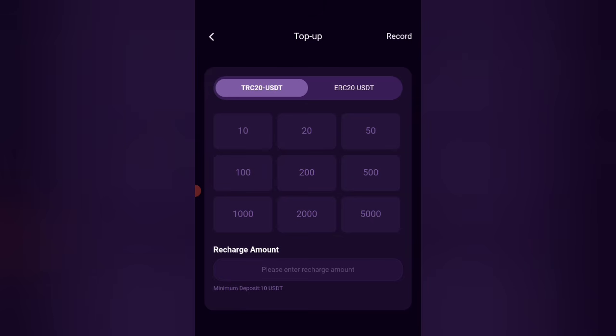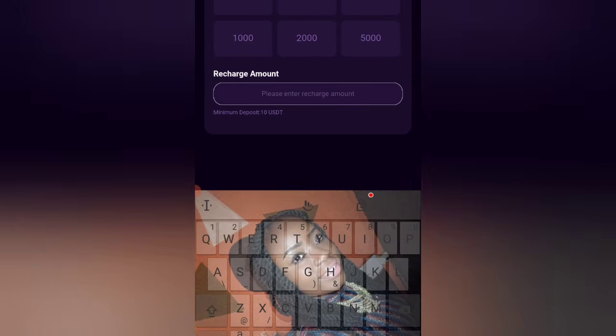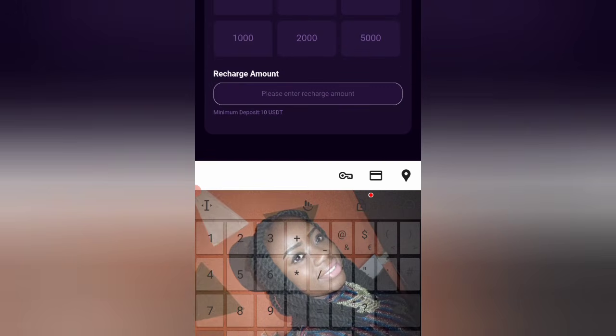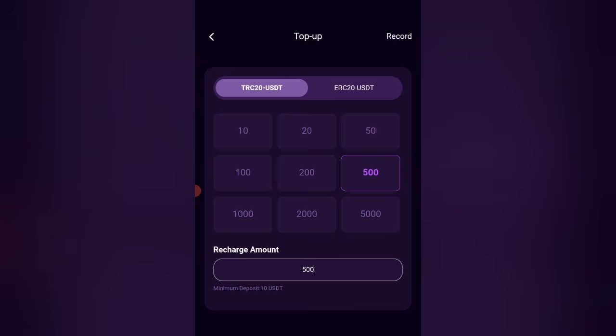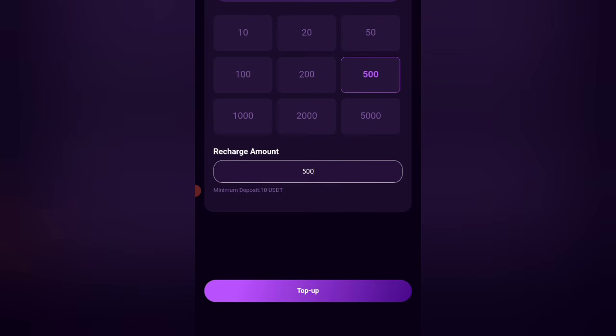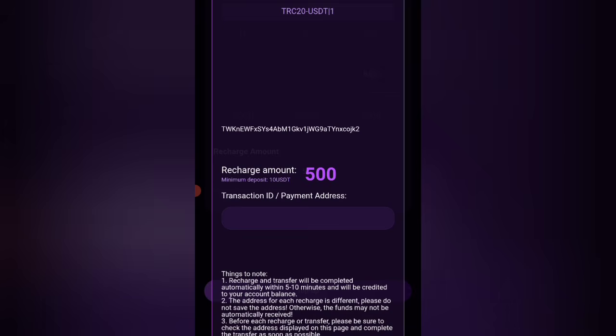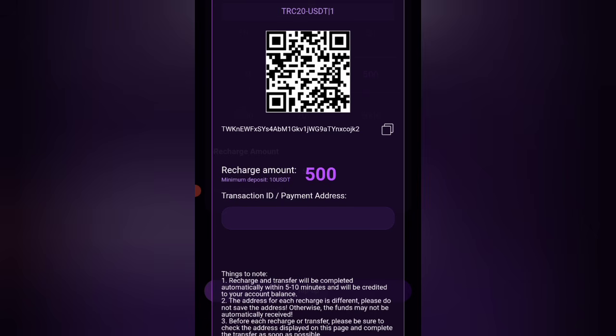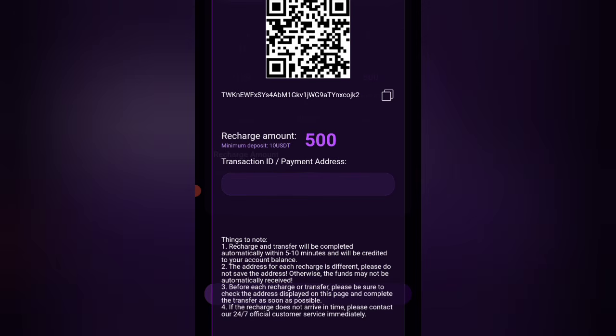So if you are using TRC20, click on any amount that you want to deposit, or you enter the amount you want to deposit here. Let's assume I'm depositing $500. So it automatically selects it. Then you scroll down, click on top up. Then here it is. Copy the address that you are seeing and go to where you have your USDT. Send by TRC20 address and you automatically receive it.